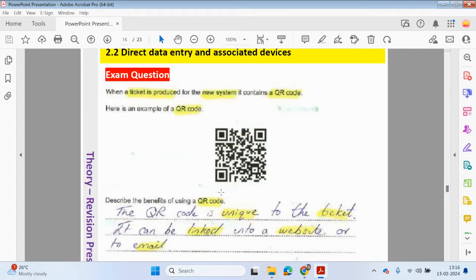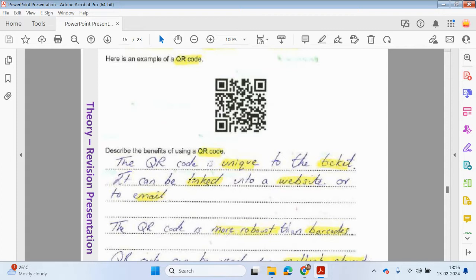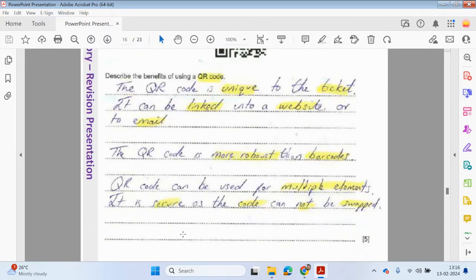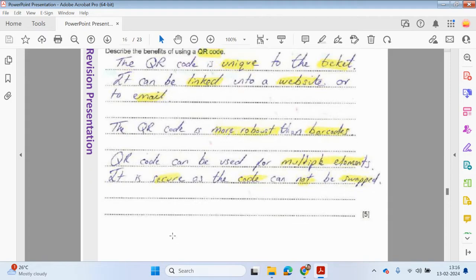So here's a typical exam question. When a ticket is produced for the new system, it contains a QR code. Here's an example of a QR code. Describe the benefits of using a quick response code. The QR code is unique to the ticket. It can be linked to a website or to an email. The quick response code is more robust than barcodes. The QR code can be used for multiple elements. It is secure as the code cannot be swapped.